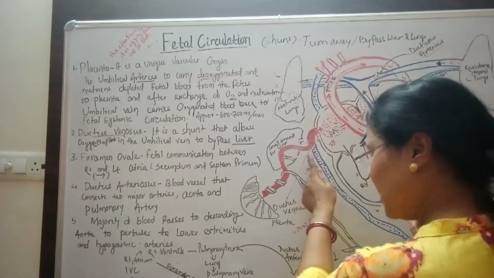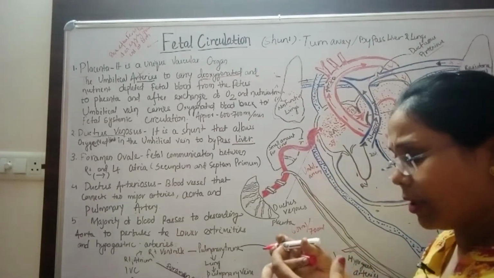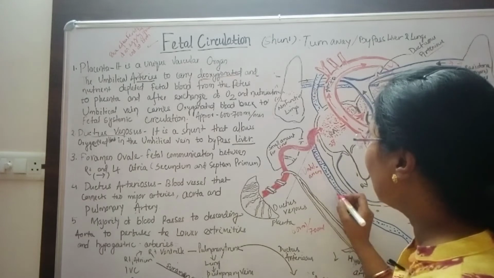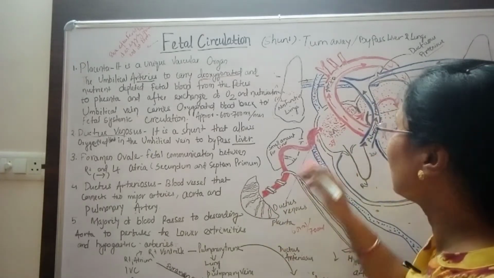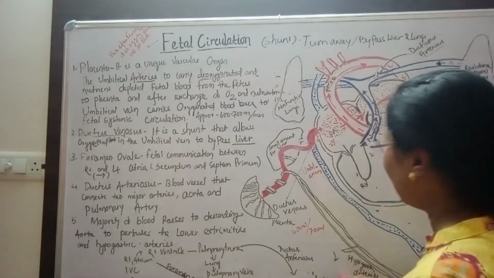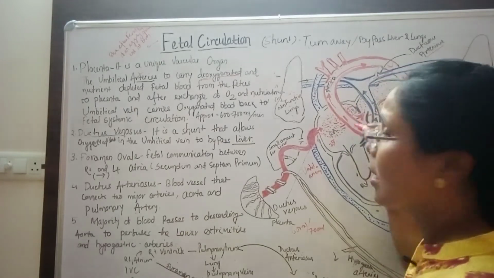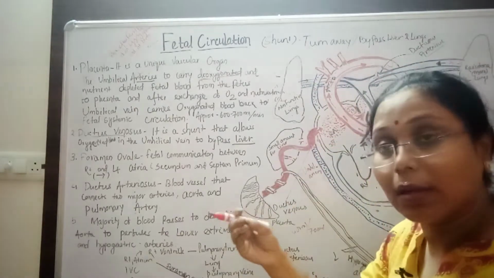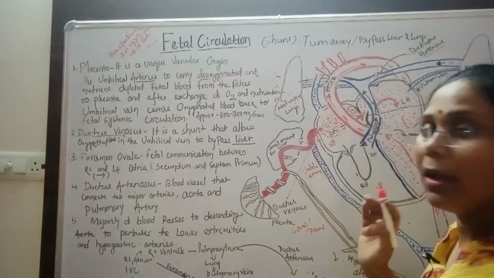It moves through the margin of the liver and merges, meaning intermixes, with the inferior vena cava. Then it ejects the blood into the right atrium. If there is a lot of pressure in the right atrium, the blood takes a shunt, meaning a bypass or shortcut, and moves directly to the left atrium.